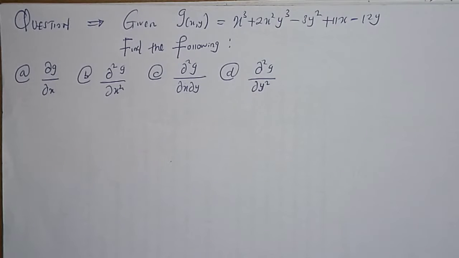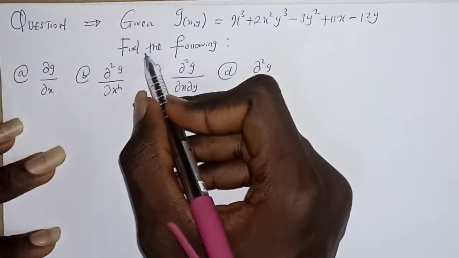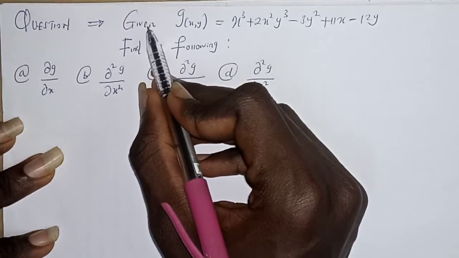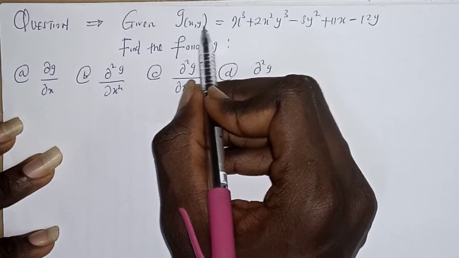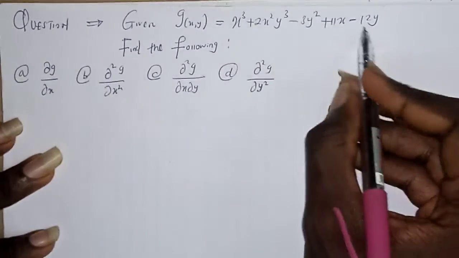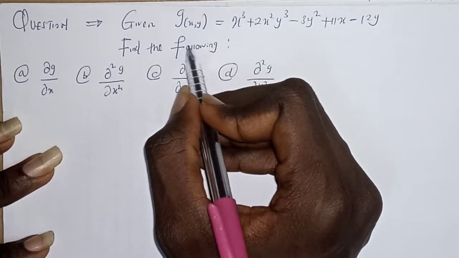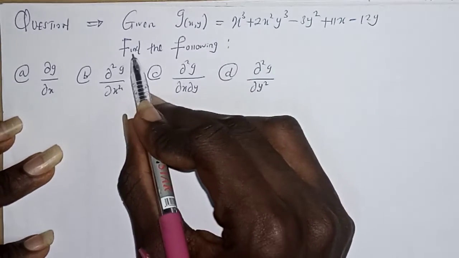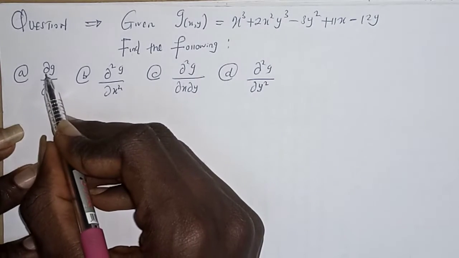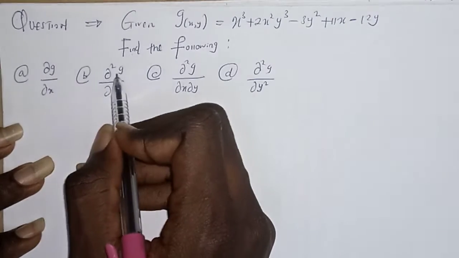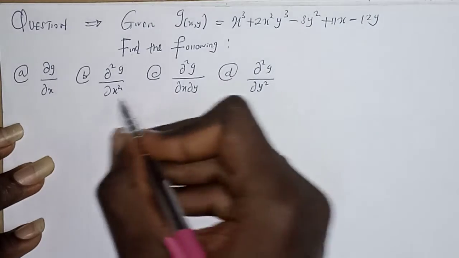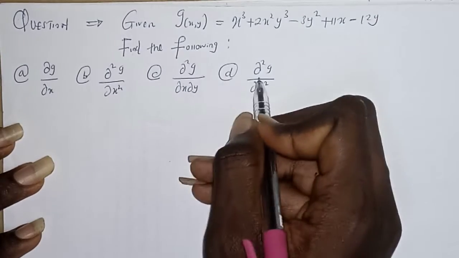Welcome, guys. Here we have another question based on another topic. This topic is actually based on partial derivative. Considering the question we have here, trivially, we can easily see that the question says given g of x and y to be equal to this expression, where x and y are the two independent variables for the function, such that we are now asked to find the following: del g del x and the second derivative partially with respect to x, and then for question C and for question D.